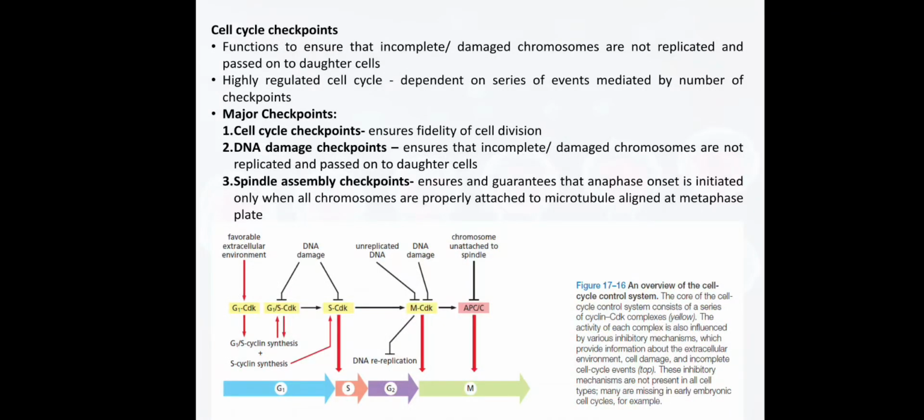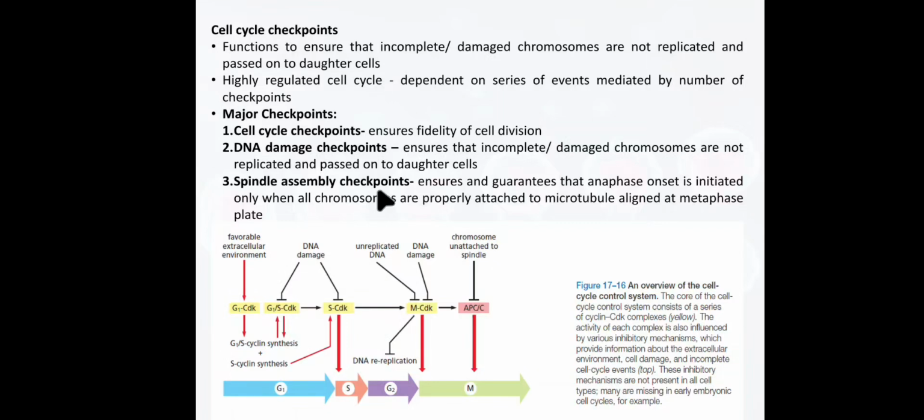So in our previous class we discussed cell cycle checkpoints. These cell cycle checkpoints function to ensure that incomplete or damaged chromosomes are not replicated and passed on to daughter cells. There are many cell cycle checkpoints, but there are three major ones: the G1 checkpoint, DNA damage checkpoints, and spindle assembly checkpoints.